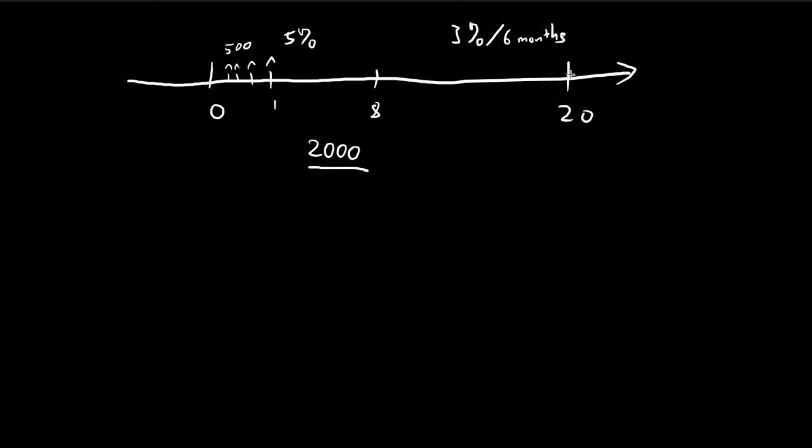So now we want to find the accumulated value at time 20. As always, we just break this up into 2 parts. So let's evaluate the accumulated value for the payments from time 0 to time 8.